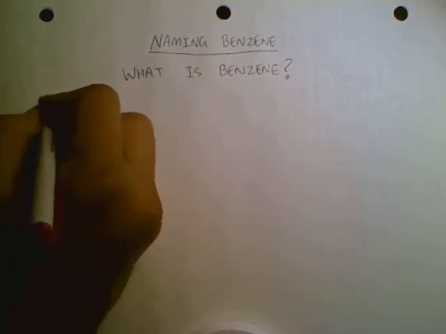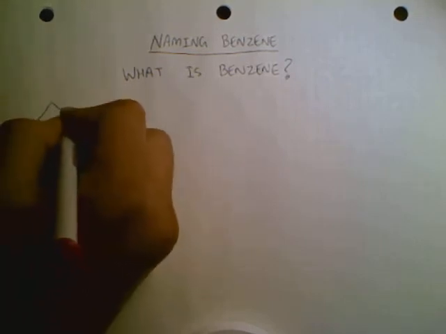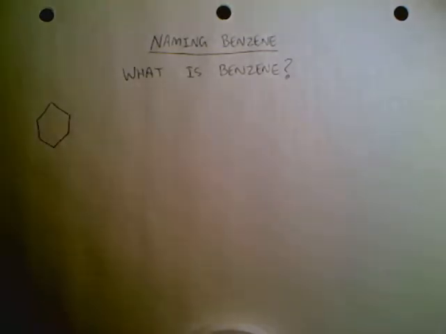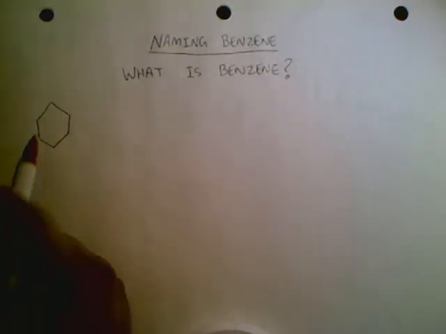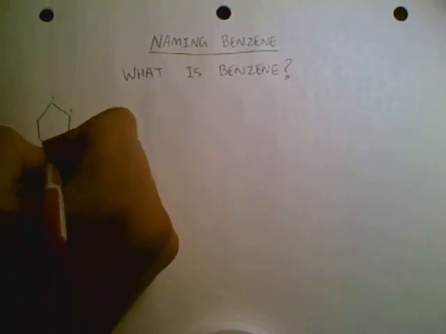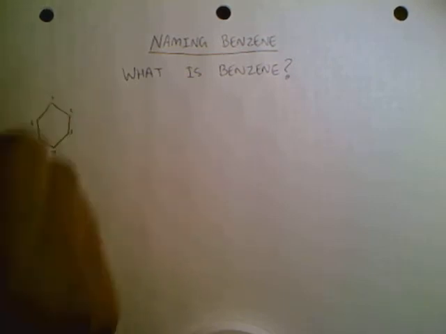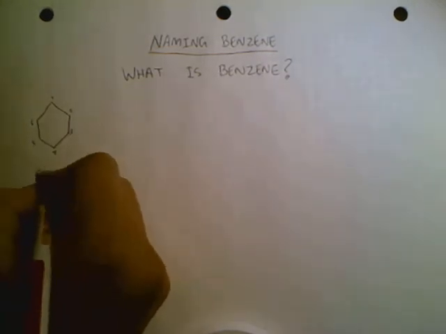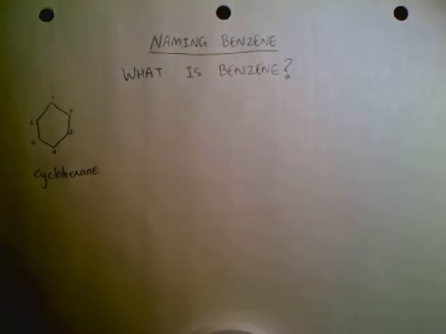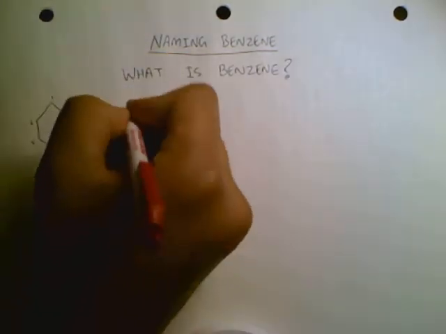So let's say I give you a cyclohexane. You should know this before you continue this lesson, that if I have 6 carbons connected in a cycle, then we can simply call it cyclohexane, right? Now, if there is a double bond in there, we call it cyclohexene.